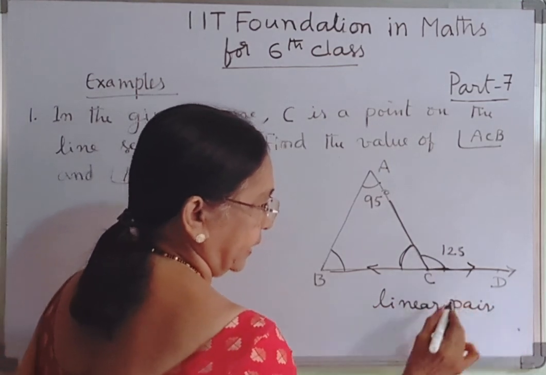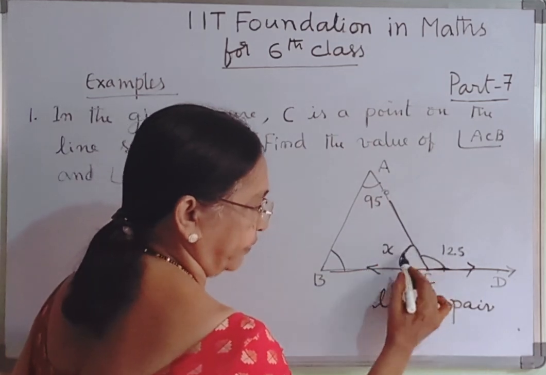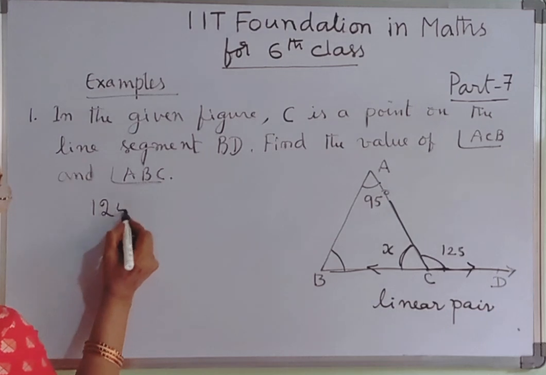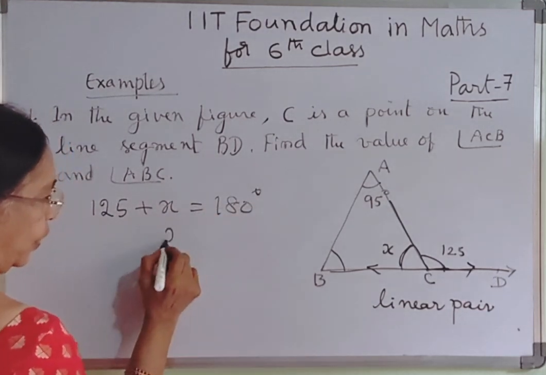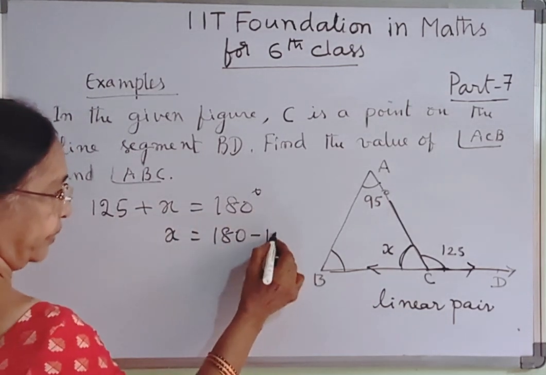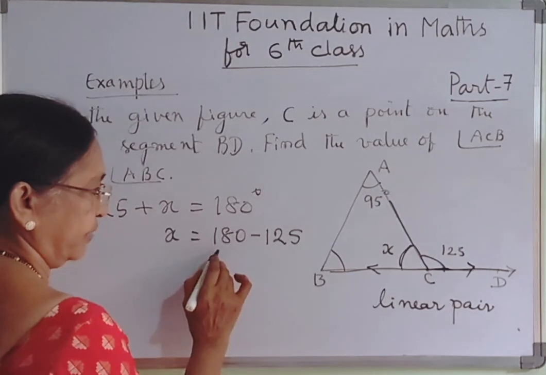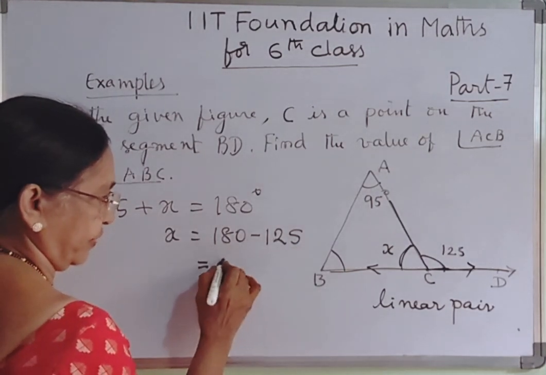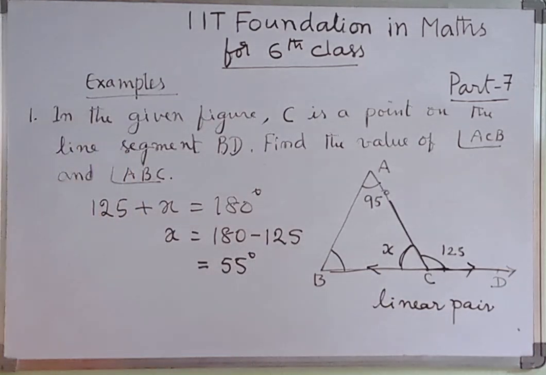pair. Therefore, if we take it as x, the sum of these two angles is equal to 180 degrees. That is 25 plus x is equal to 180 degrees, or x is equal to 180 minus 125. Bringing this 125 to the right side, it becomes minus. Therefore, 180 minus 125 is equal to 55. So, angle x is equal to 55 degrees.